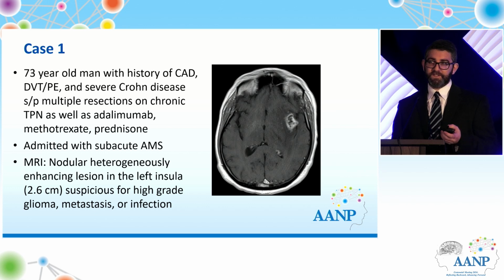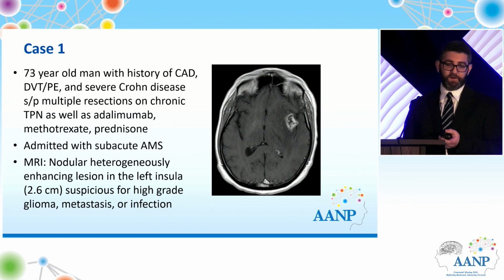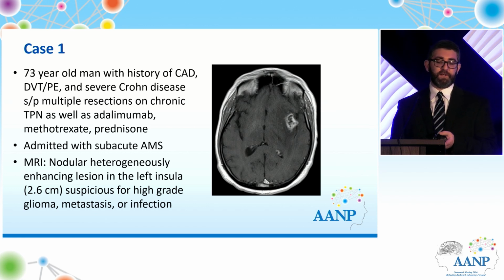So we're just going to go through a bunch of cases, and if you looked ahead, you might already know the answers, but pretend you don't. So this is the first case, a 73-year-old man with a history of a lot of stuff, and he was admitted with subacute changes in mental status, and was found on imaging to have this nodular heterogeneously enhancing lesion in the left insula. Sometimes when I give these talks, I am more negative about the radiologist completely missing the fact that they have an infection, but this one they actually put the infection in the differential, so I want to give them credit for that. But, of course, this was to diagnose a glioma, not for an infection.